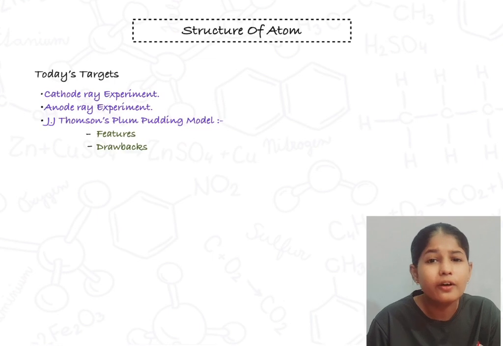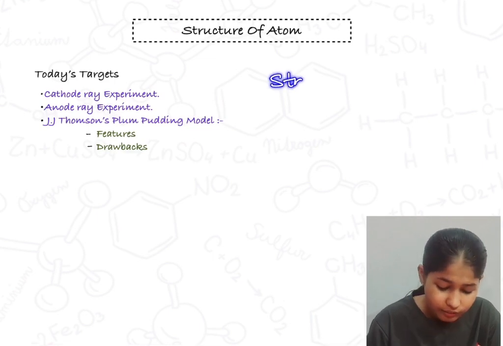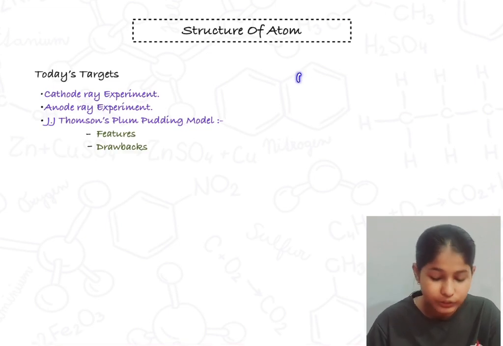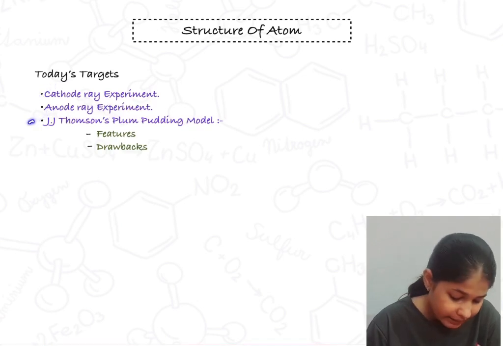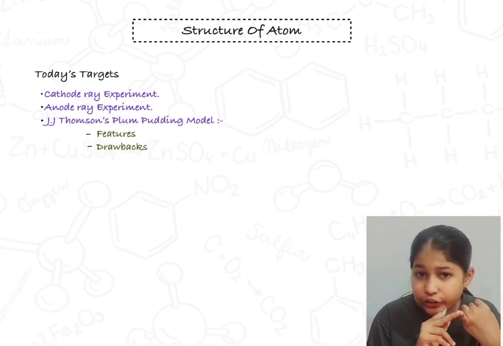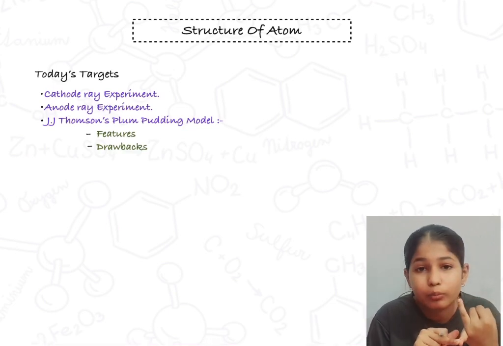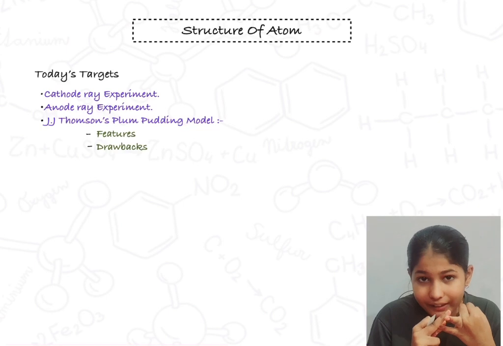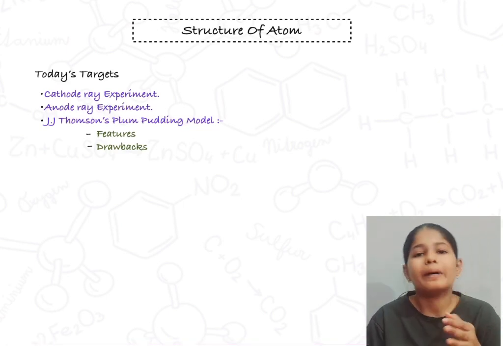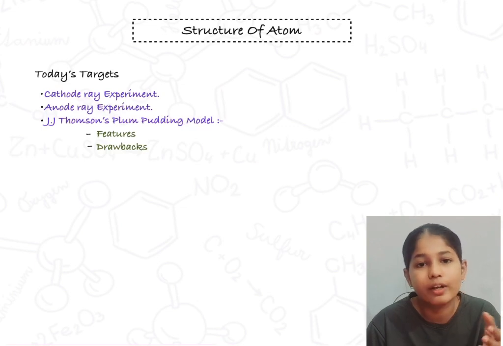As you know, already in your class 9th you have a chapter that was structure of atom, the same chapter, but in that chapter you have understood different experiments. I think it was the cathode ray experiment, anode ray experiment. Then we talked about different atomic models like Thomson's plum pudding model, Rutherford's alpha particle model, and Bohr's model, a little about Bohr's model, but we haven't understood it in very much detail.